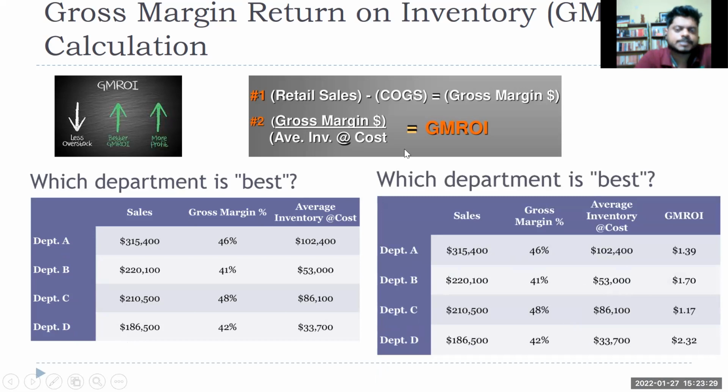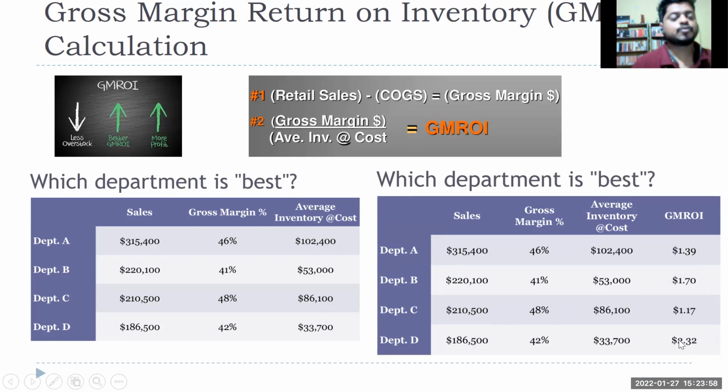So this calculation is a little better than these two separately, right? Because it is taking both of them together. So I'll calculate first my gross margin: 3,150,400 multiplied by 0.46, 46% of that, divided by 1,02,400. So it gives a gross margin return on inventory. For $1 of inventory, I'm getting a gross margin of $1.39, right?